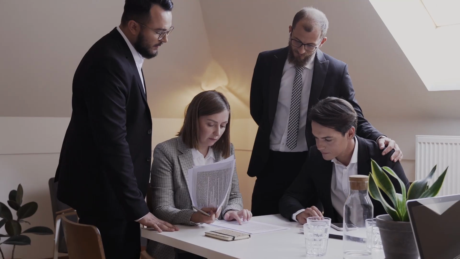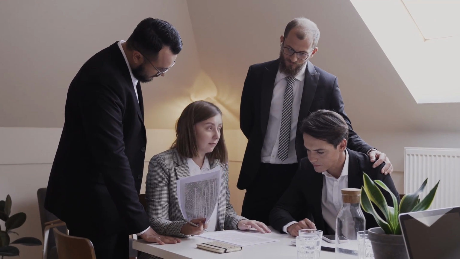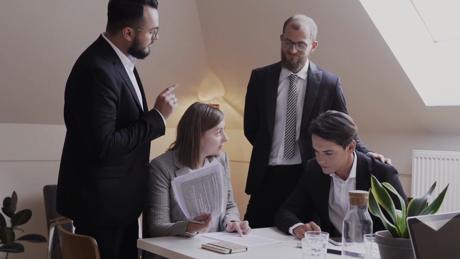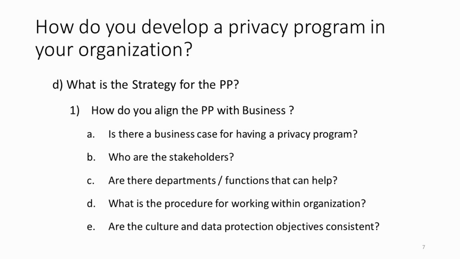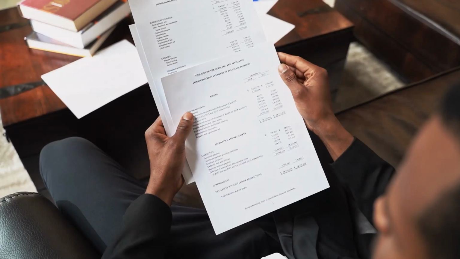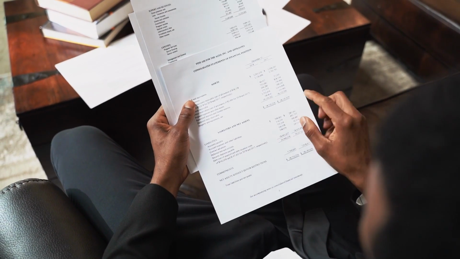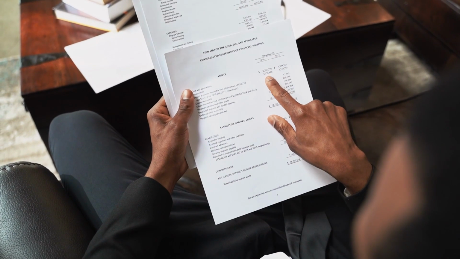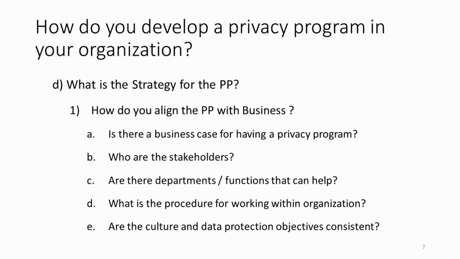When you develop that, you'll have to identify who will be the stakeholders, who's going to be affected by having a privacy program, who will benefit from it, who's going to have to do more work because of it. Now, that's important because that will tell you who you need to talk to. Are there departments and functions that can help? That's the third one that we're talking about here. Because then they can tell you, well, will the finance team help in managing the funding for this? Will a new and separate privacy team be set up?